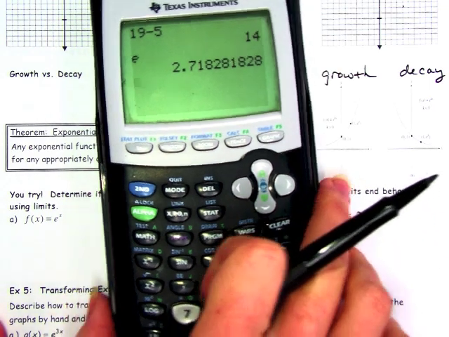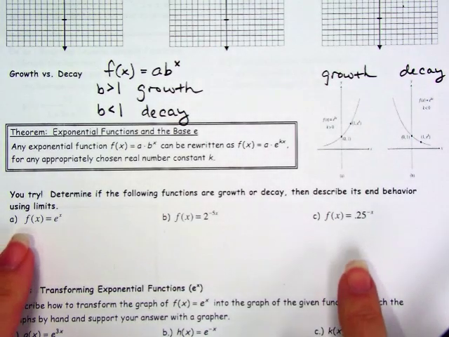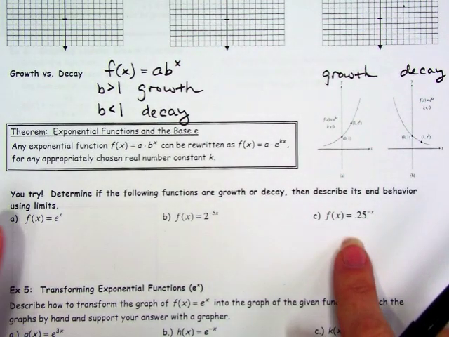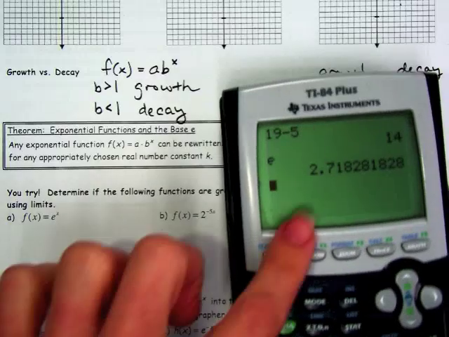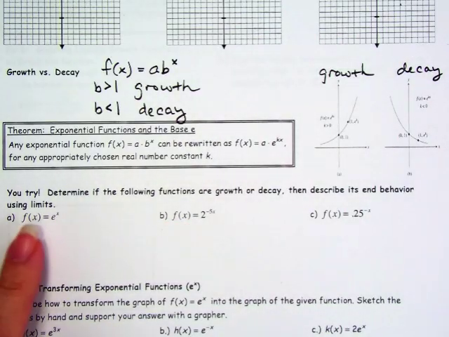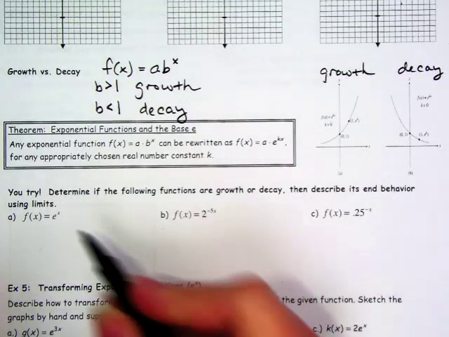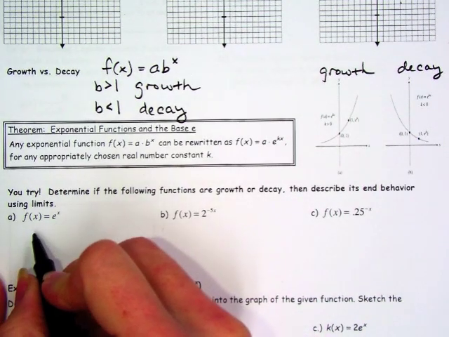All right, so we're going to look at determining if we have a growth or decay, whether there's e in there or not. Okay, e is 2.718, so it's larger than 1, so I have e to the x. E, the base being larger than 1, this is a growth function.